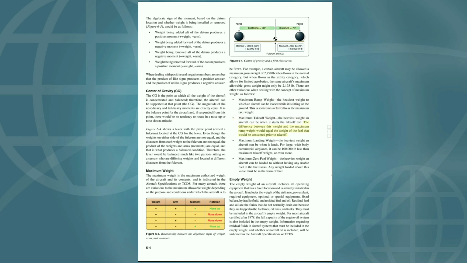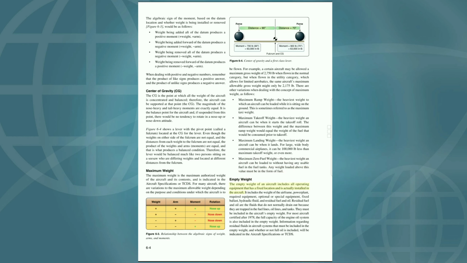The difference between this weight and the maximum ramp weight would equal the weight of the fuel that would be consumed prior to takeoff. Maximum landing weight, the heaviest weight an aircraft can be when it lands. For large, wide-body commercial airplanes, it can be 100,000 pounds less than maximum takeoff weight, or even more. Maximum zero fuel weight, the heaviest weight an aircraft can be loaded to without having any usable fuel in the fuel tanks. Any weight loaded above this value must be in the form of fuel.